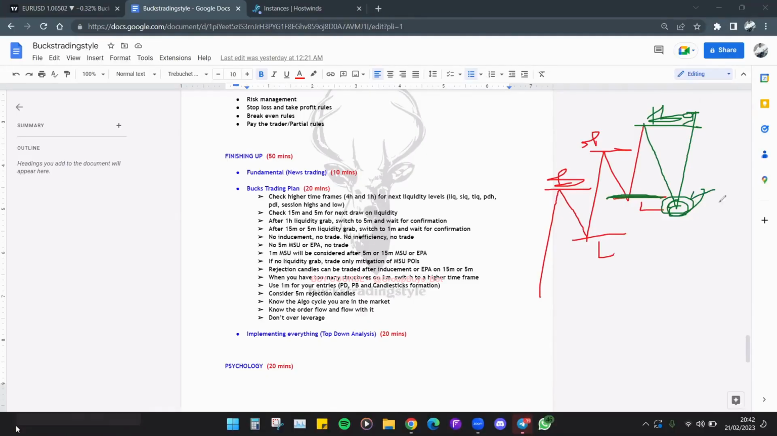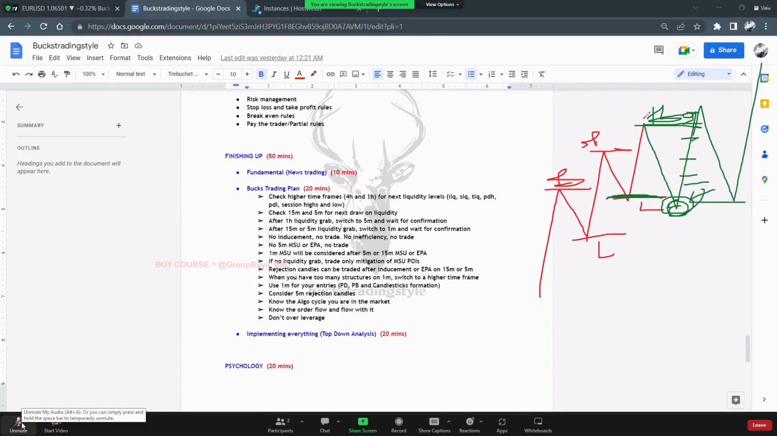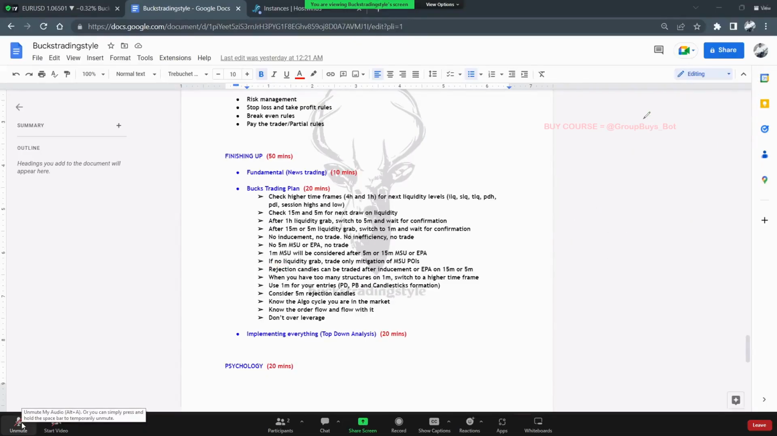Because you know you'll be looking for entries right here. If you are at this true break of structure high, we say the algo cycle is complete. And what you should be expecting is a mitigation of the MSCPI before going higher. So you know what to do at this point. You can start taking profits off your buys. You understand? So that's the importance, right? You need to know where you are in the algo cycle.